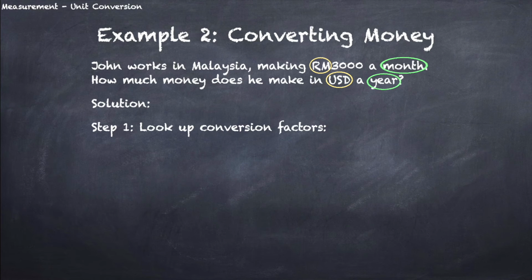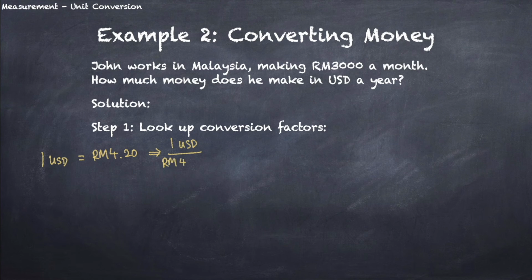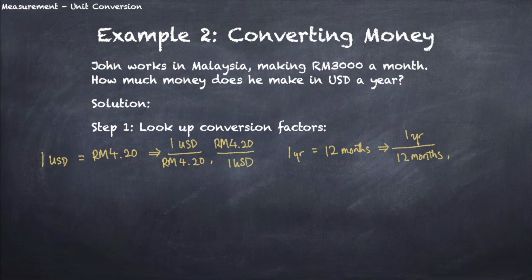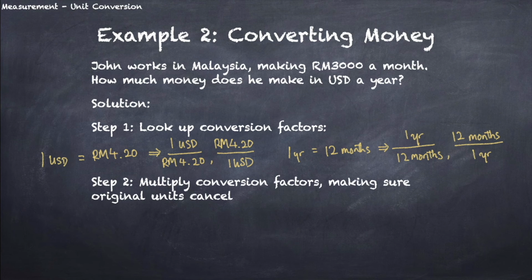At the time of this recording, 1 USD is equal to RM 4.20. This equation gives us 2 conversion factors, 1 USD over RM 4.20 and RM 4.20 over 1 USD. The next important relationship is 1 year is equal to 12 months. The corresponding conversion factors are 1 year over 12 months and 12 months over 1 year. Now we're ready for step 2, multiplying the conversion factors while making sure the original units cancel.